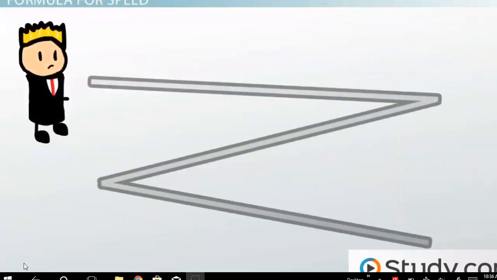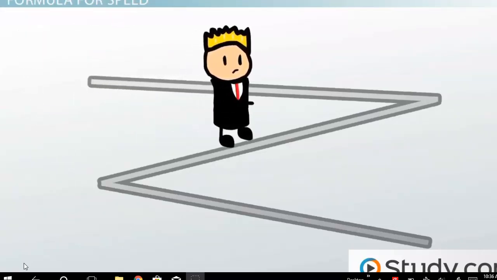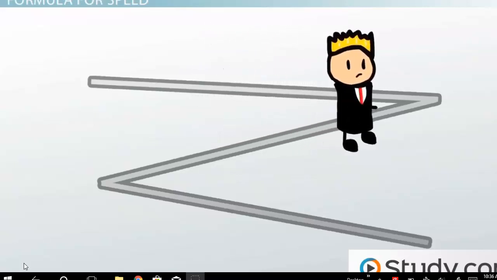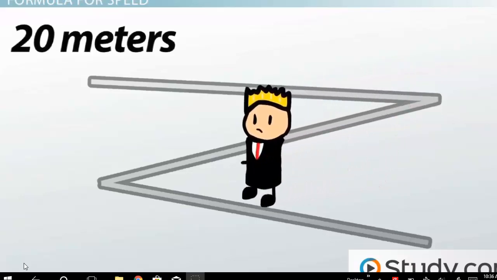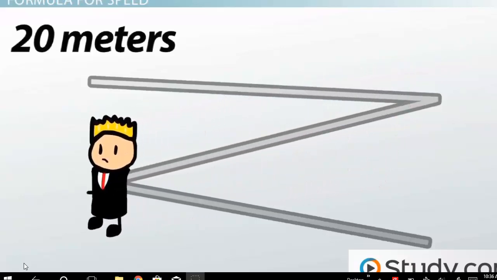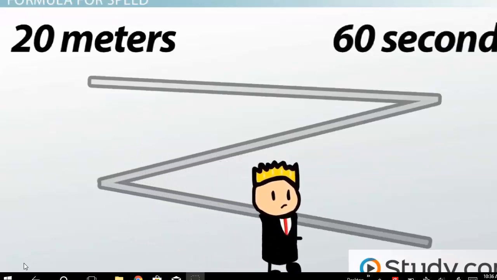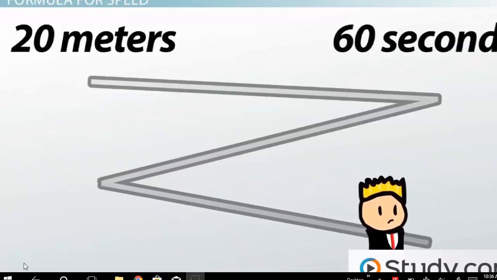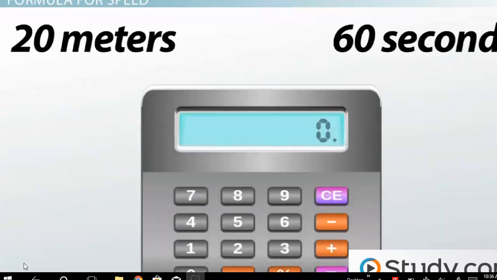Let's use an example to practice calculating speed. Consider a man walking in a zigzag pattern. If the man covers a total of 20 meters in the zigzag, then the change in distance is equal to 20 meters. Now let's say he takes 60 seconds to cover that 20-meter zigzag pattern. Therefore, the change in time is 60 seconds. We can put these values together in our formula and calculate for speed.